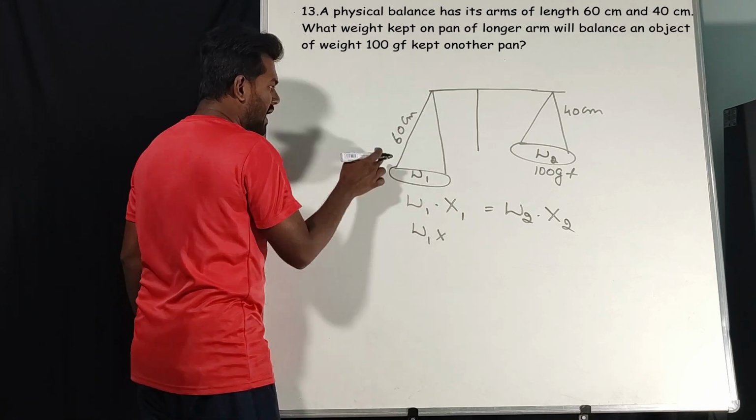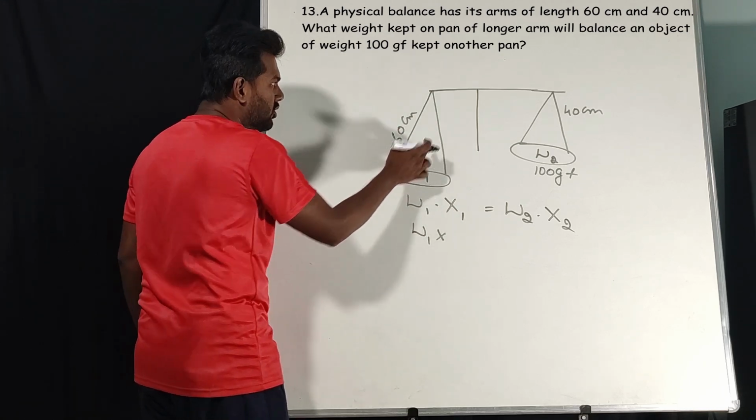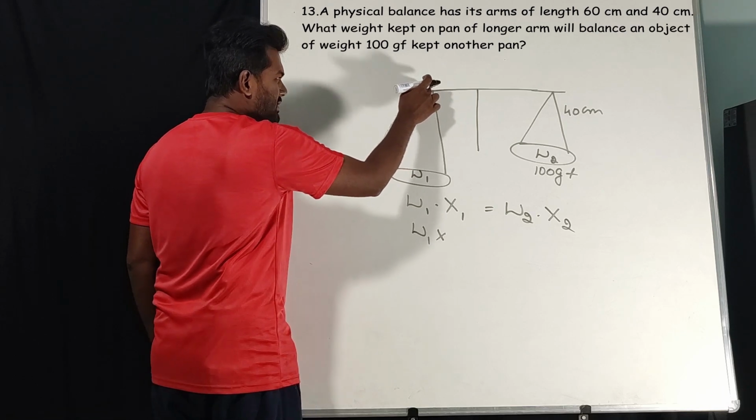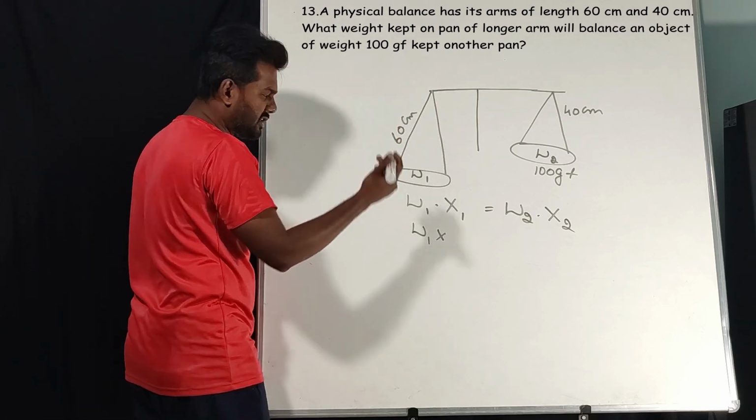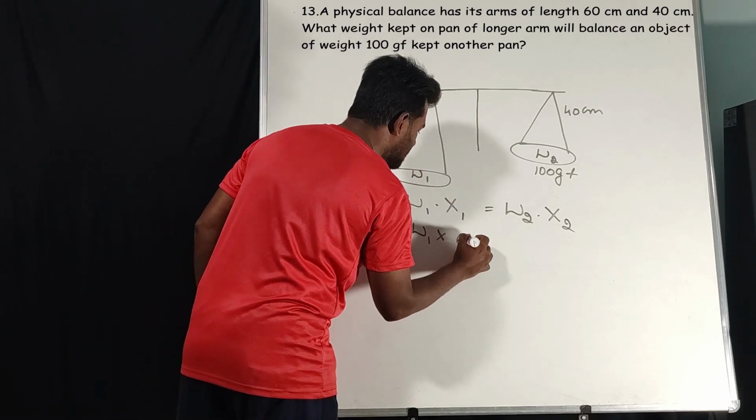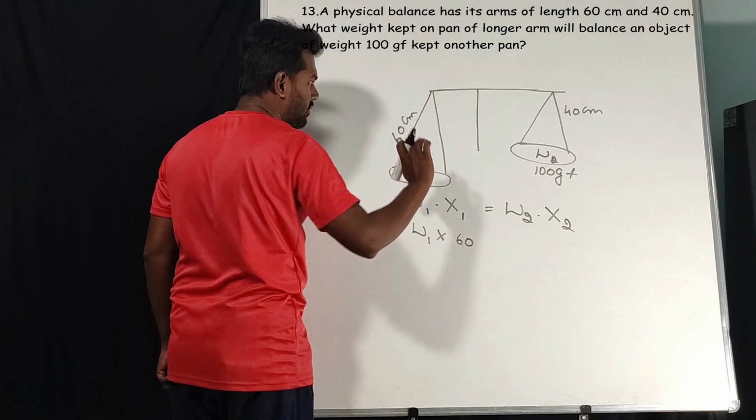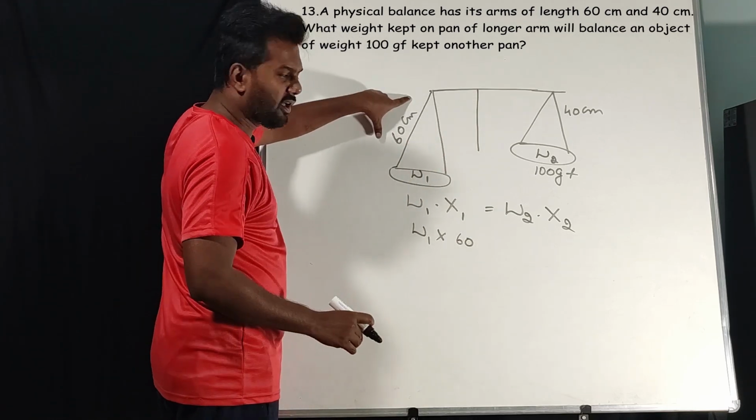X1 is nothing but the length from the load to the pivoted point. This is the pivoted point, the junction point, and that is nothing but 60. Don't think from here to here. Don't worry about all these things. Just take the length of this one.